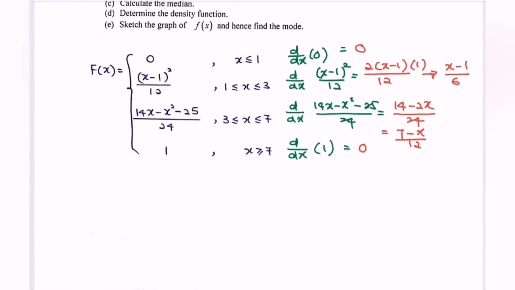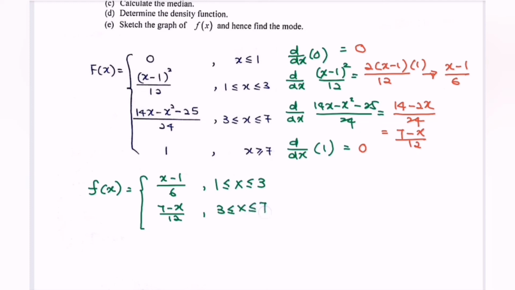So kindly rewrite the situation where we have the density function, which is (x minus 1) over 6, where we have the domain 1 less than or equal to x less than or equal to 3. Continue. (7 minus x) over 12 with the domain 3 until 7. Continue. We have 0 otherwise. So here we have the density function.